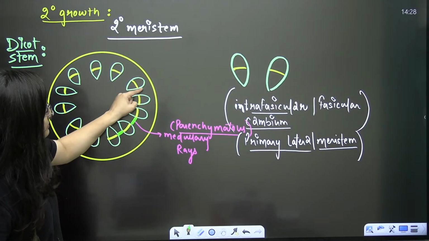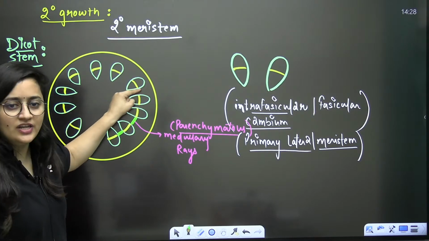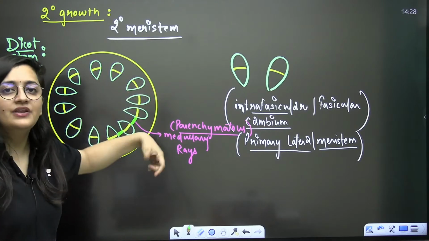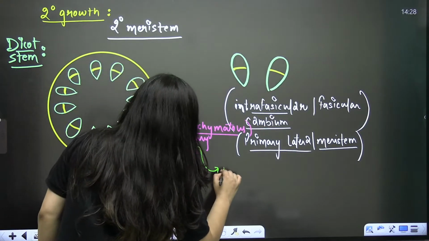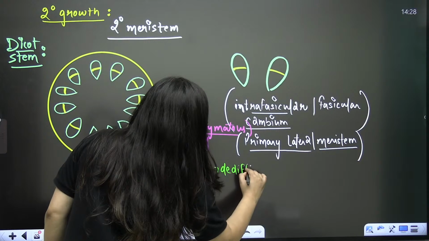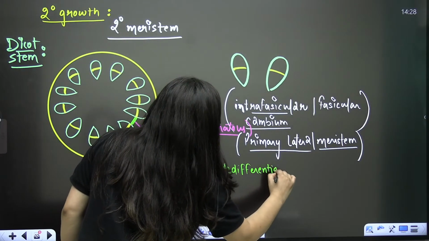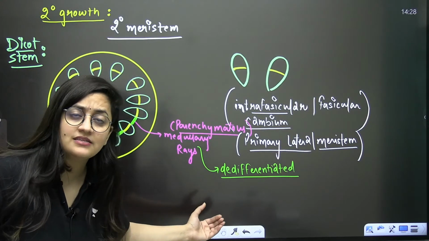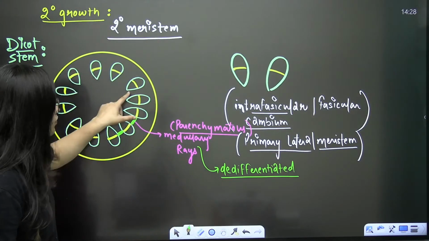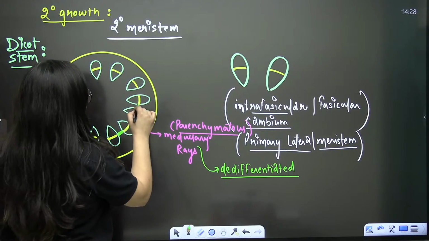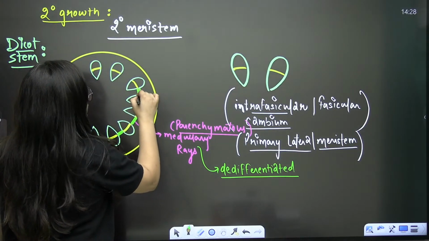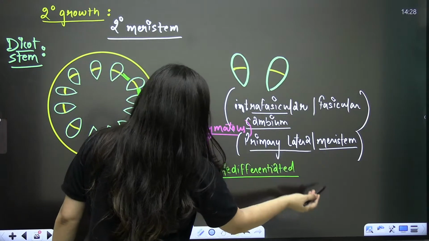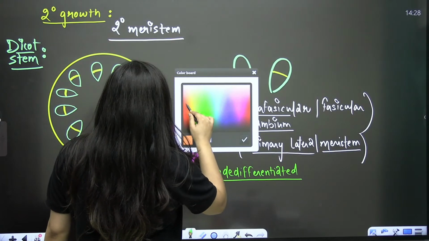What am I saying? The cells present in between these vascular bundles are the medullary rays, yes or no? The cells of these medullary rays will be dedifferentiated, and once they are dedifferentiated, they will again become meristematic and start their division. And what will we see here? We will see the interfascicular cambium.